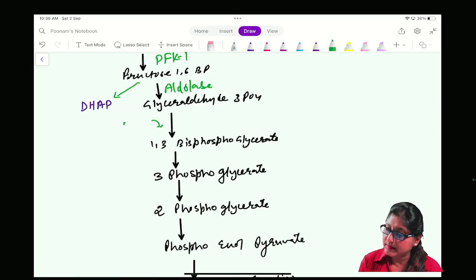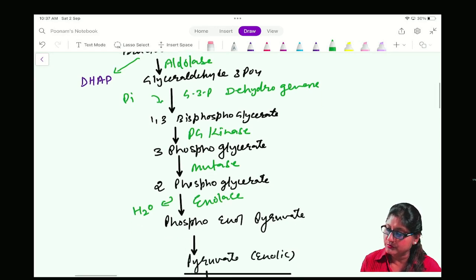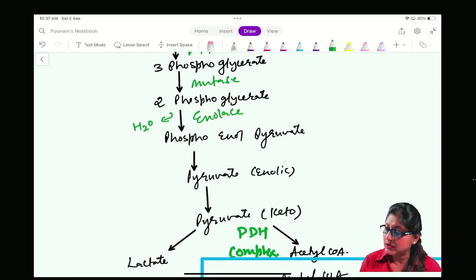Now at the next step, inorganic phosphate will be required, and glyceraldehyde 3-phosphate dehydrogenase enzyme will convert this glyceraldehyde 3-phosphate to 1,3-BPG. This 1,3-BPG is converted to 3-PG by phosphoglycerate kinase enzyme. This is going to be the mutase enzyme, and this is going to be enolase enzyme, which is going to dehydrate 2-phosphoglycerate to form phosphoenolpyruvate. Then pyruvate kinase will be required, and then this conversion is going to be a spontaneous process.